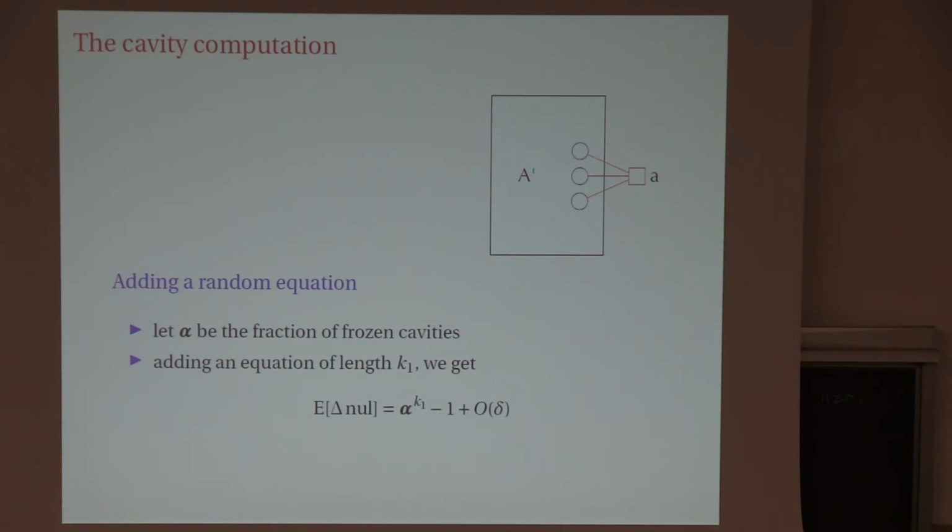If, on the other hand, at least one of these variables is unfrozen, then, given that it's extremely unlikely that they form a non-trivial linear relation, you decrease the nullity of your matrix by 1 by adding this new linear relation to your matrix. And therefore, the expected change in nullity is alpha to the power of the degree of this new equation minus 1. So that's the case that they are all frozen, and that's the case that they are not.